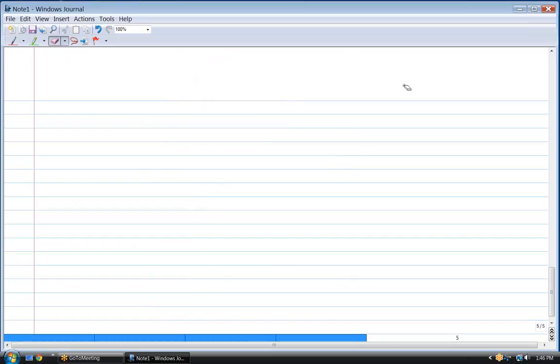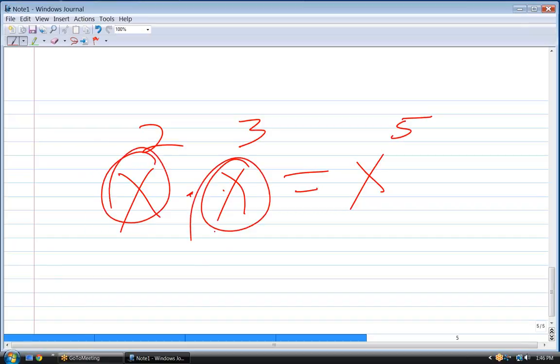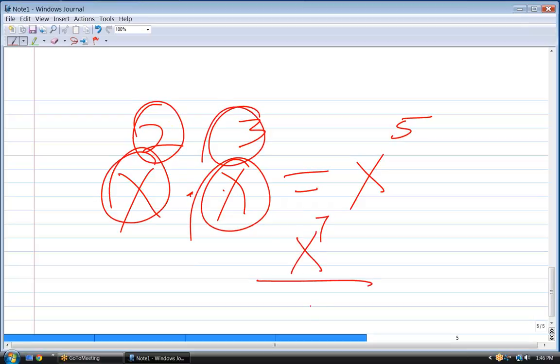And it applies to variables also. If I had x squared times x cubed, what does that equal? You add the exponents. Remember, you always do one level less than what is being done to the base. If the base is being multiplied, we add the exponents. If the base is being divided, you subtract, because subtraction is one level less than division.